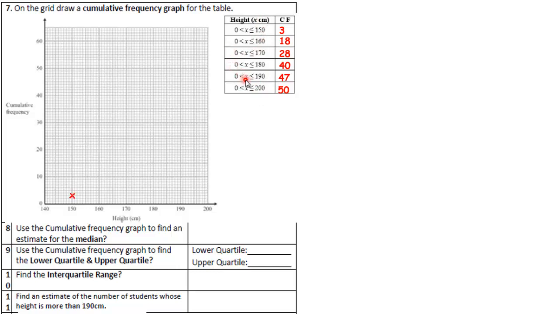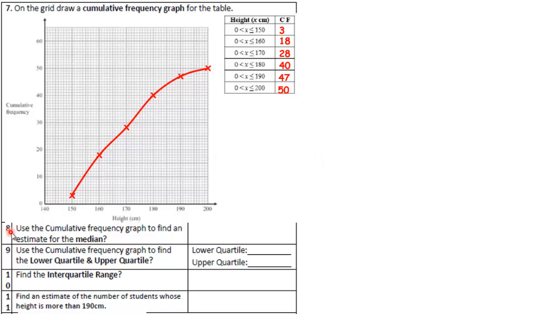So 150 go up 3, 160 go up 18, 170 go up 28, 180 go up 40, 190 go up to 47, and 200 will go up to 50. Use a pencil, smooth curve, no ruler, it needs to be freehand.